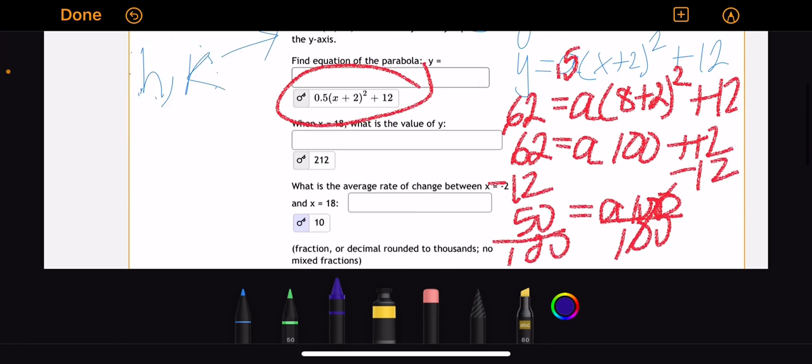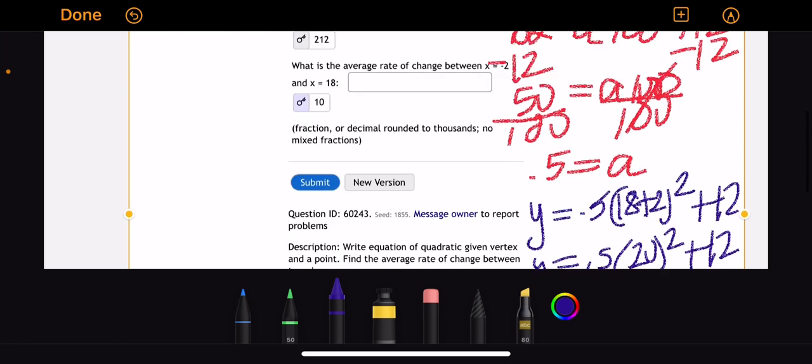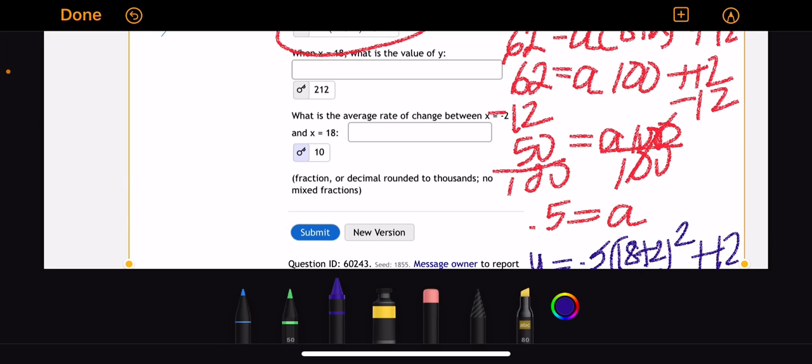And according to our equation, it's 212. Kind of makes sense because 20 times 20 is 400. Half of that is 200, plus 12 is 212. And there it is. And then the last one is, what is the average rate of change between x equals -2 and x equals 18?